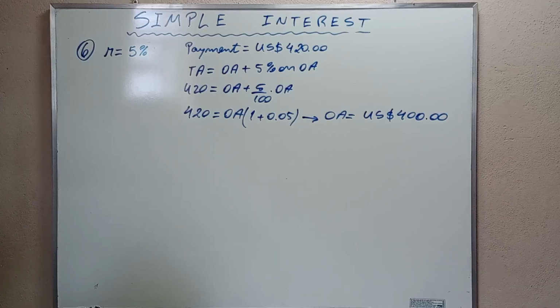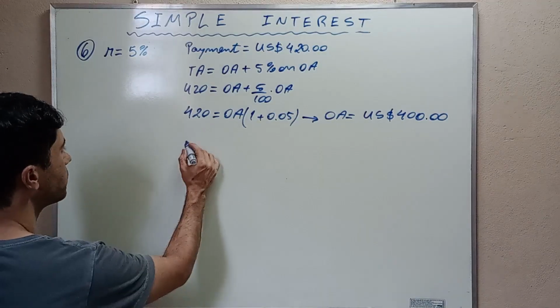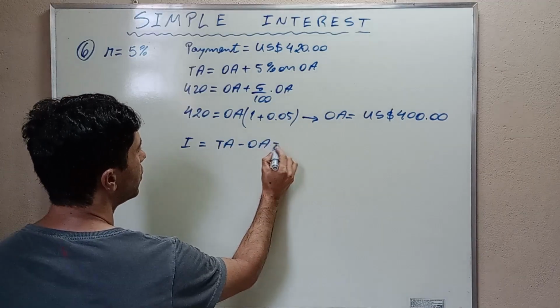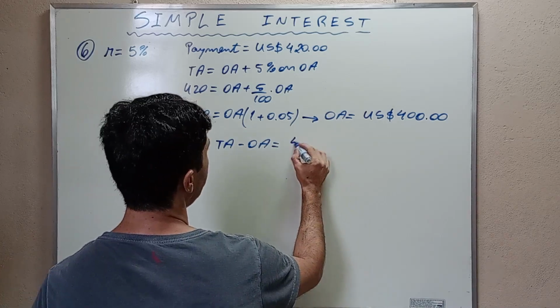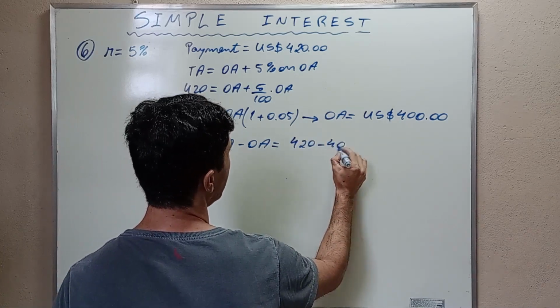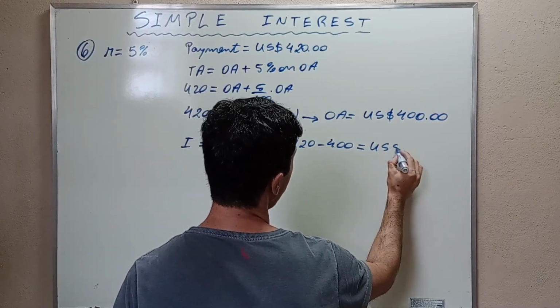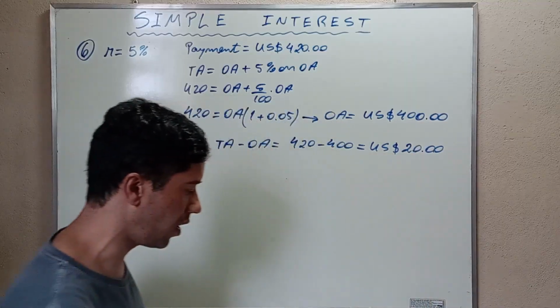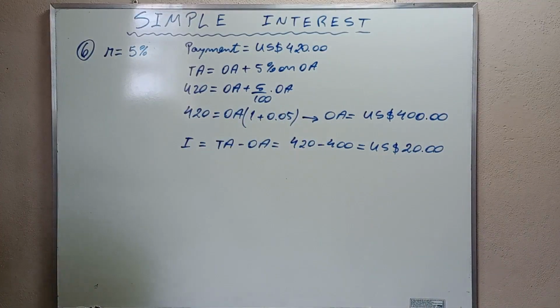The amount saved would be the interest amount charged. Okay? The amount that she would have saved is the interest. The interest is equal to the total amount minus the original amount, which is equal to 420 minus 400, and this is equal to $20. Therefore, if Rachel had paid the bill by the due date, she would have saved $20.